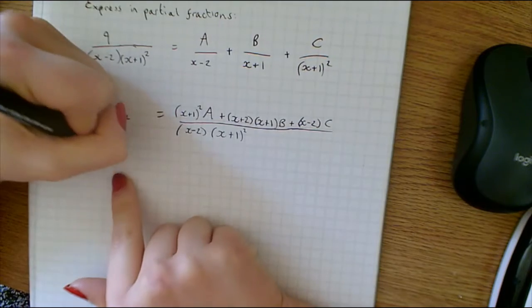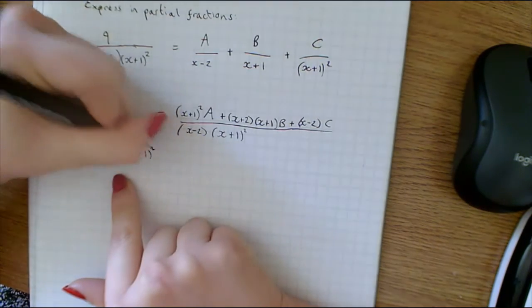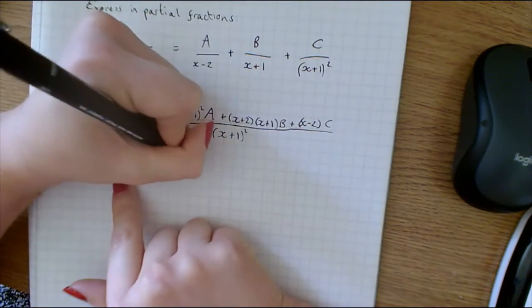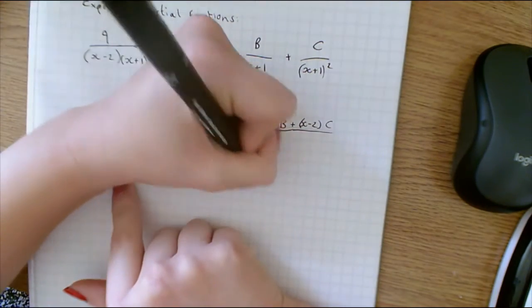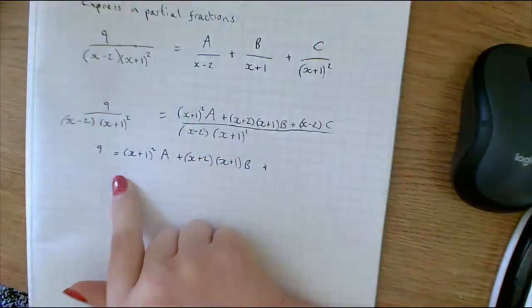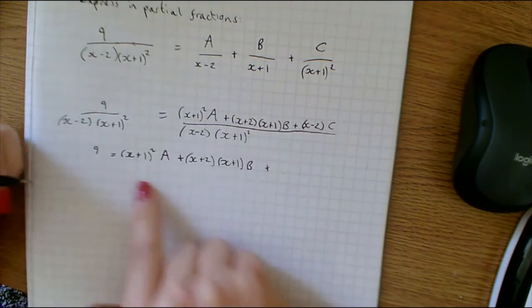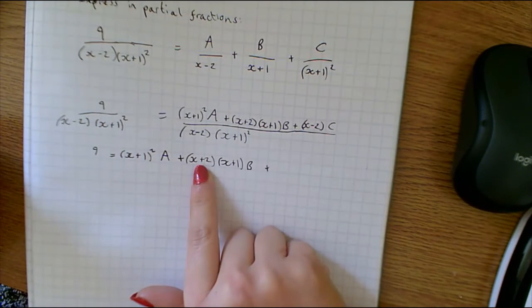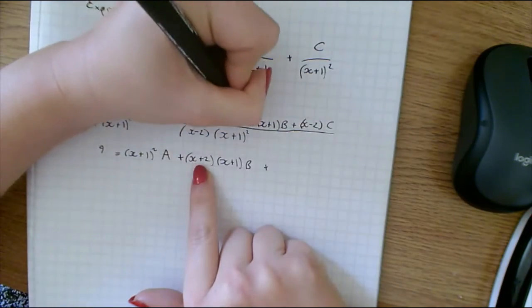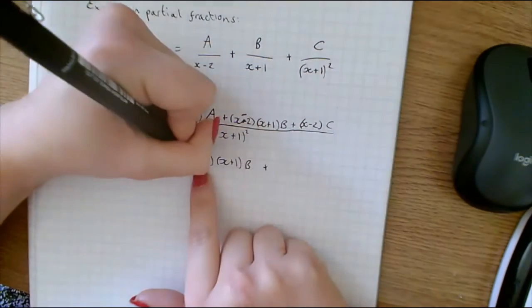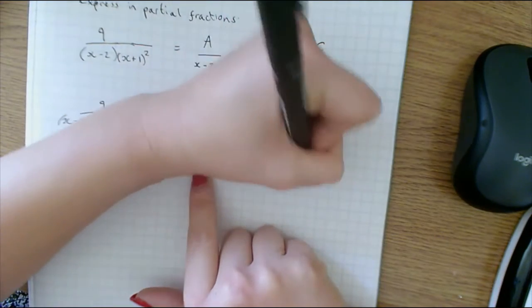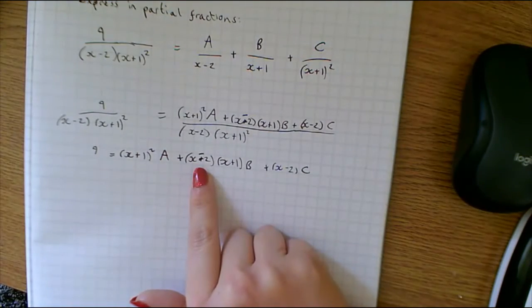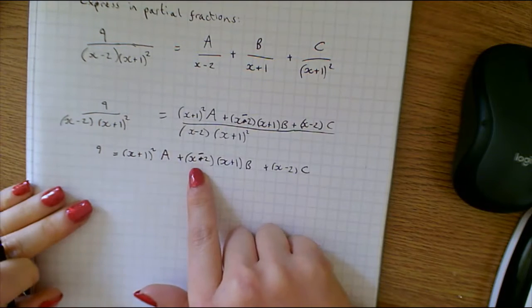So now it all looks like that. We get 9 equals (x plus 1) squared A plus (x minus 2)(x plus 1) B plus (x minus 2) C. Oh, that should be a minus 2, shouldn't it? That's just me not reading my handwriting properly. Sorry, that should be minus 2 there, and therefore it should also be minus 2 here. Okay, so now we can make some substitutions.